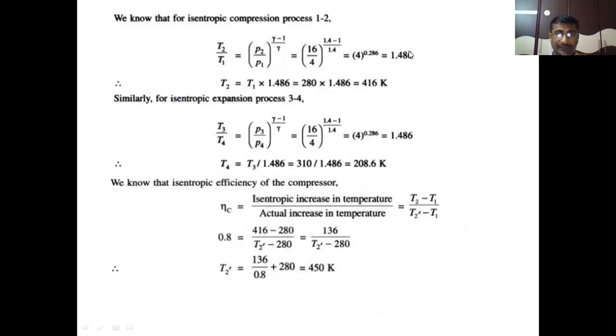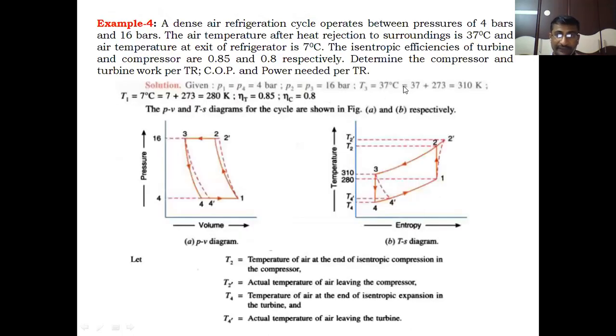So the temperature ratio across the compressor and the temperature ratio across the turbine are the same. From this equation, T4 can be calculated as T4 equals T3 divided by 1.486. The T3 value is given in the problem as 310 kelvins.